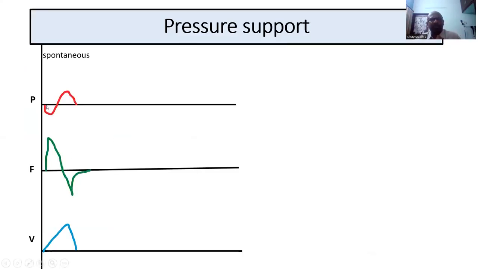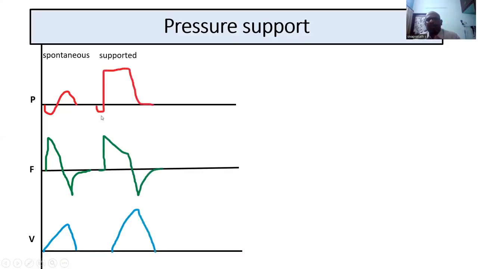I'm showing a spontaneous breath here where there's a negative deflection during inspiration and positive deflection during exhalation. And as I already told you, the flow is in a decelerating pattern. I have achieved a volume here. A supported breath is where a spontaneous breath is supported with some amount of pressure that is needed to overcome the tube resistance, so the work of breathing is reduced. So here also it is a decelerating flow pattern and you can see you have achieved a little bit more tidal volume than a spontaneous ventilation.